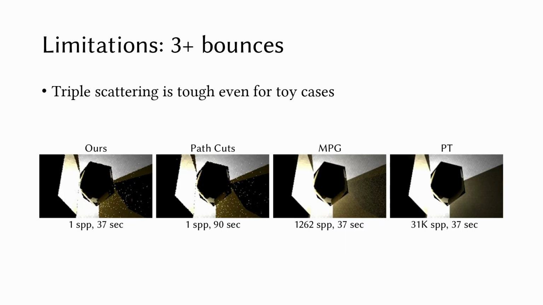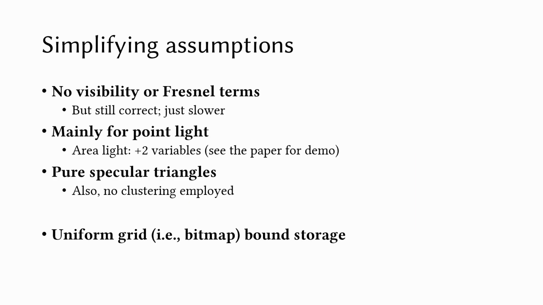Nevertheless, the main limitation is still the number of bounces. We believe the single scattering bound is already good, and the double scattering is also useful in many cases, but triple scattering is tough even for our toy cases. Also, we made some simplifying assumptions in our derivations.